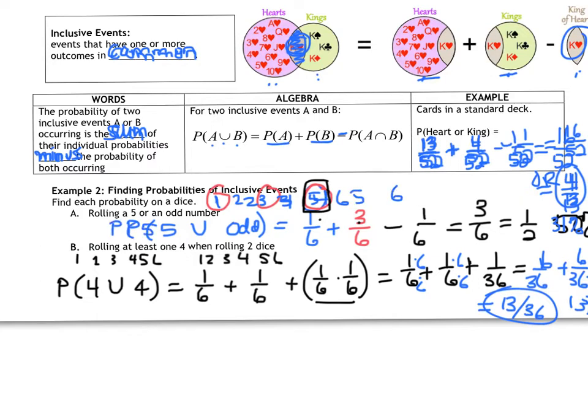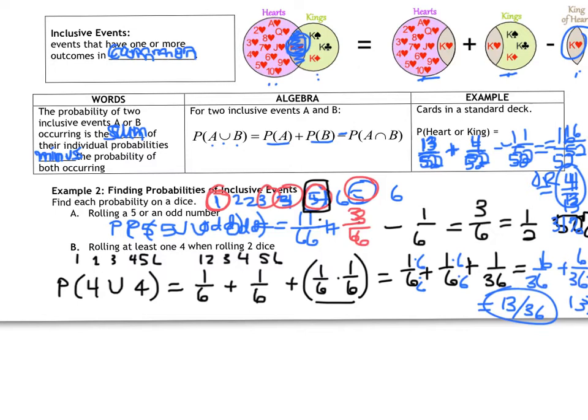We want a 5 or an odd number. First, the probability of getting a 5, well, we have a 1 in 6 shot. Then we want an odd number. There's 1, 2, 3 odd numbers out of 6. But we have to subtract where it doubled up.